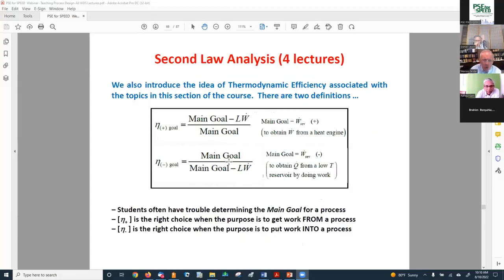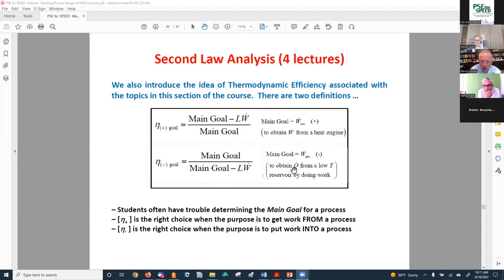Then we go to define what is the thermodynamic efficiency. This is different. This is not an isentropic efficiency and so on. This is the thermodynamic efficiency. You have a main goal. If your main goal is to obtain work from a heat engine, then your main goal is to do it reversibly. That'll give you the most work. That's a positive main goal, but your lost work is so much. So divide by this and you get a thermodynamic efficiency.